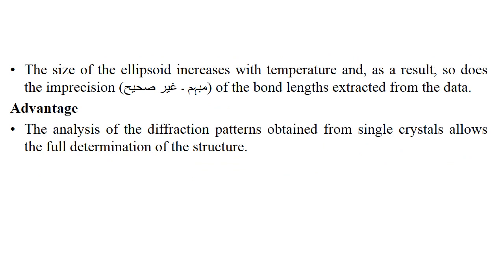In an ORTEP diagram, an ellipsoid is used to represent the volume within which the atomic nucleus most probably lies, taking into account its thermal motion. The size of the ellipsoid increases with temperature, and as a result, so does the imprecision of the bond lengths extracted from the data.